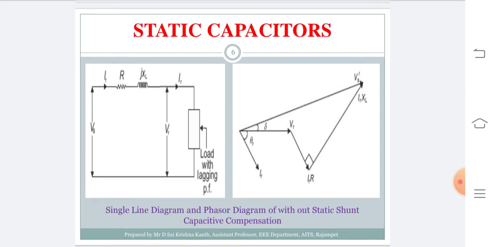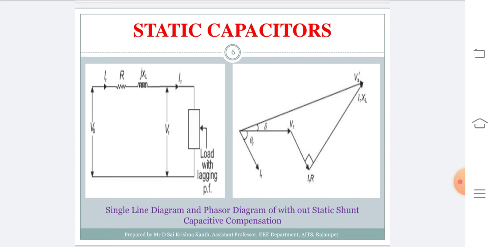On the left, I have shown a single line diagram of a power system network representing sending end voltage, receiving end voltage, and a transmission line having parameters resistance and inductance. Let us assume Vs be the sending end voltage, Vr be the receiving end voltage, Ir be the current flowing through the line, where R is the resistance and XL be the inductive reactance of the line. In order to obtain the phasor diagram, firstly the receiving end voltage vector is taken as reference. As the load is inductive in nature, the current Ir lags the voltage vector Vr by an angle theta R.